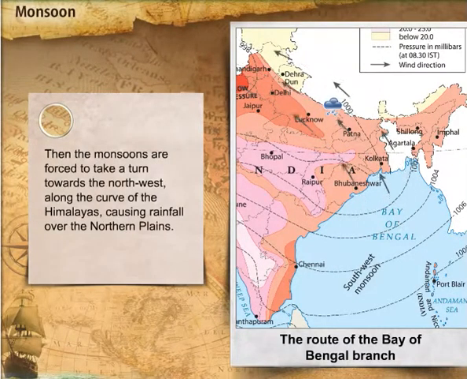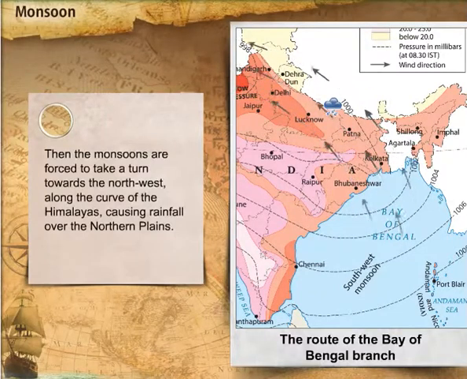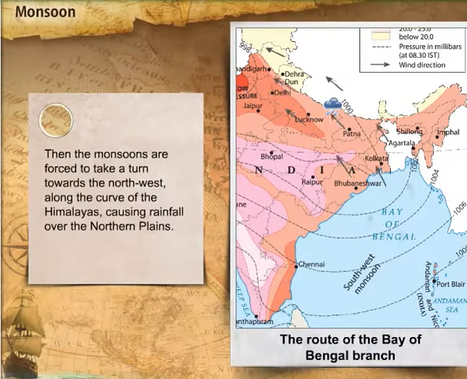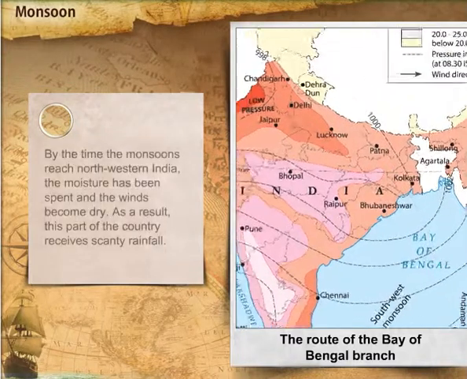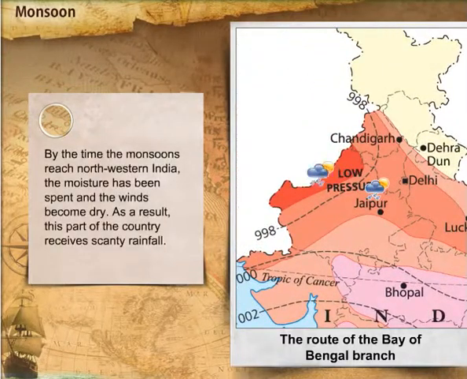Then the monsoons are forced to take a turn towards the northwest along the curve of the Himalayas, causing rainfall over the northern plains. The Himalayas block the Bay of Bengal branch from crossing over to China. By the time the monsoons reach northwestern India, the moisture has been spent and the winds become dry. As a result, this part of the country receives scanty rainfall.